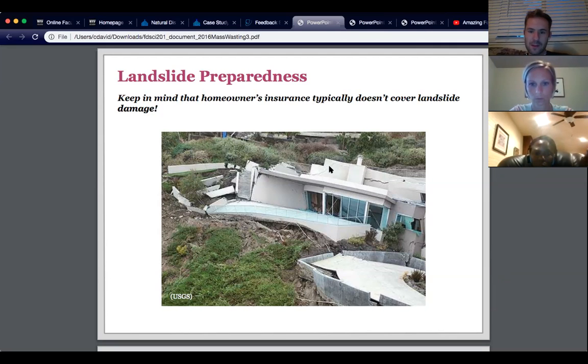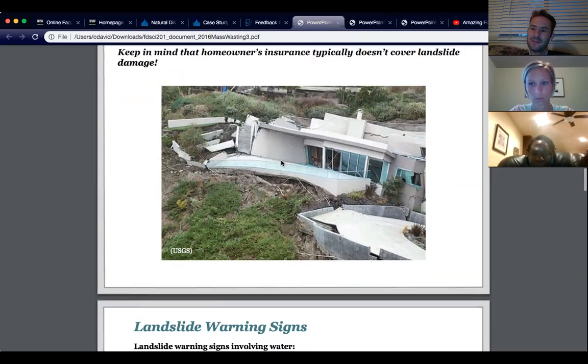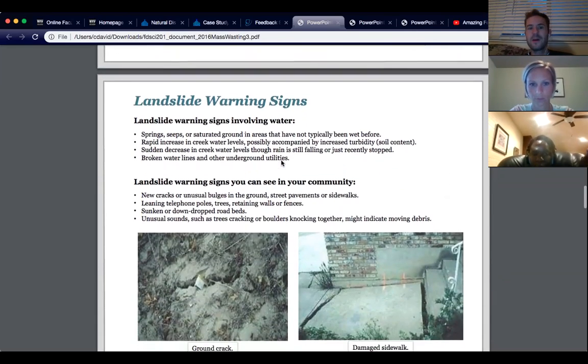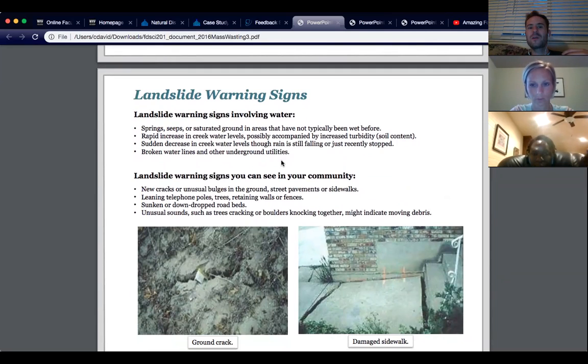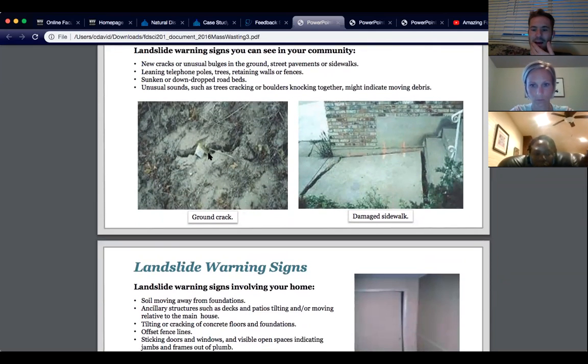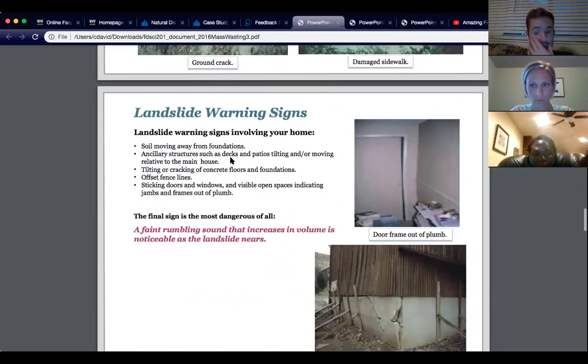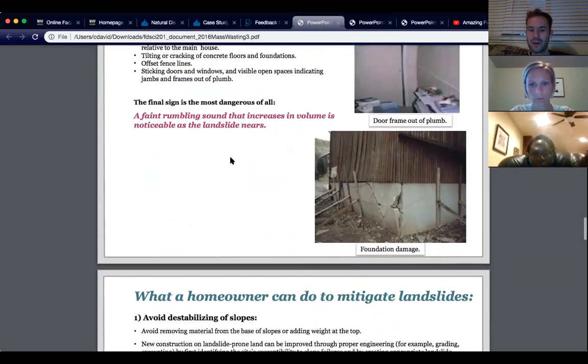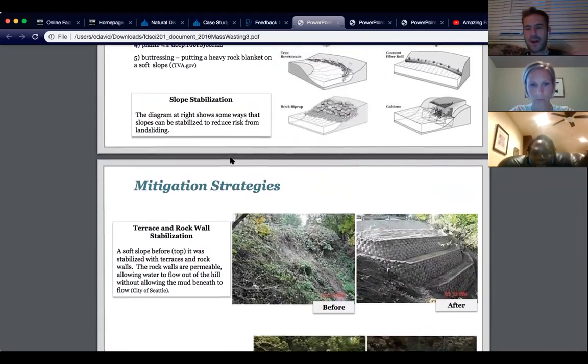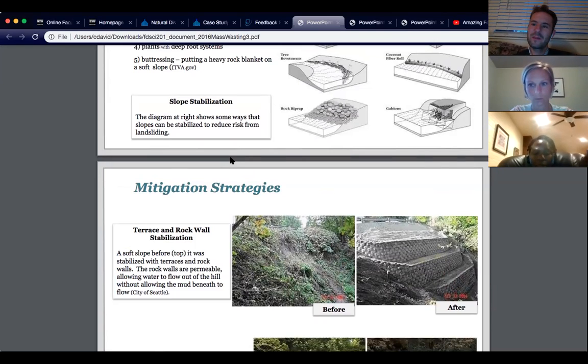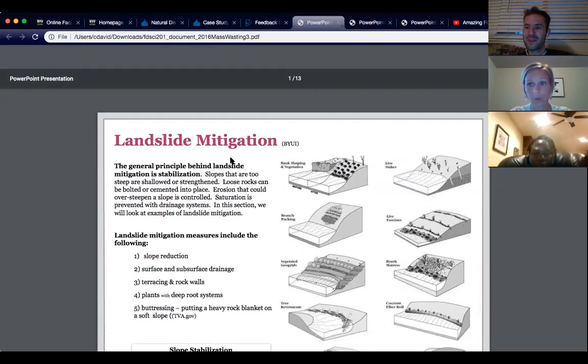So those are some different things. And then there's just a couple other good things to know. This isn't going to be on the test, but it's good stuff to know. Keep in mind, homeowners insurance typically doesn't cover landslide damage. Also, some signs involving water, like creep and seeping. You'll see water seeping out of the hill and things like that, so just look for that. Foundations looking wonky. That's kind of the rundown. I guess it was a little longer than 30 minutes, but that's fine. And hopefully it was helpful.